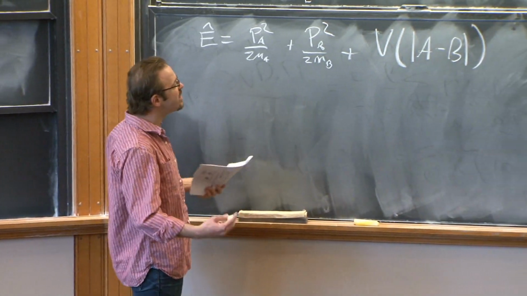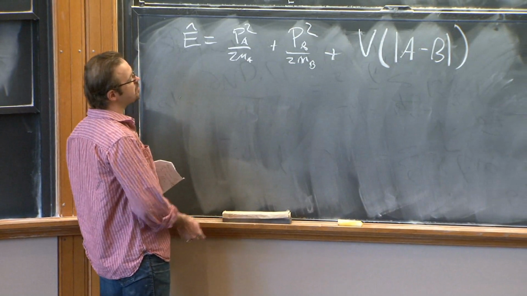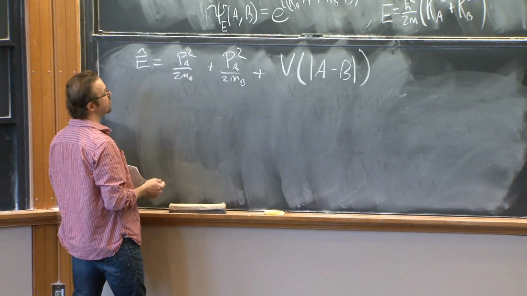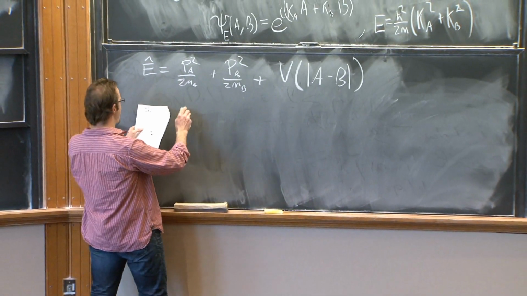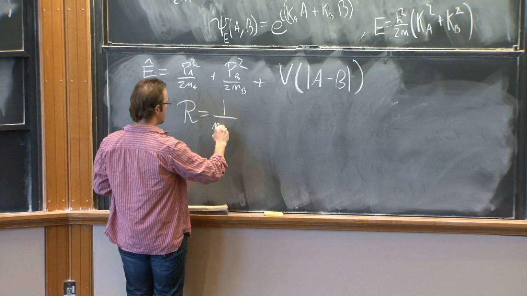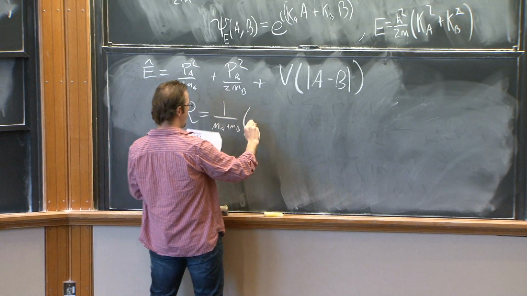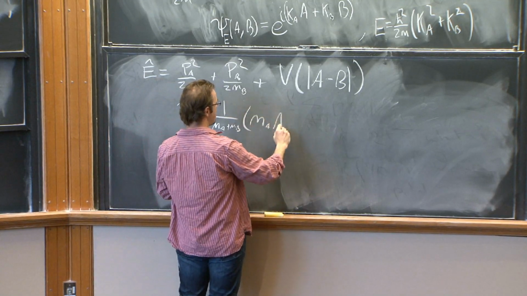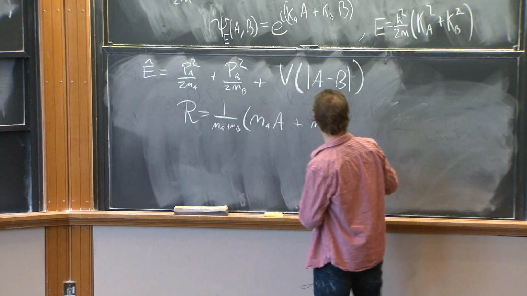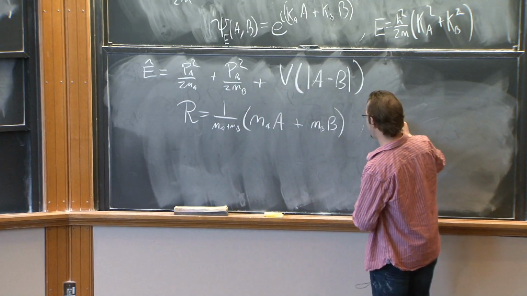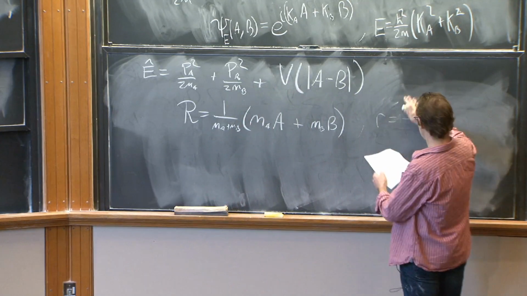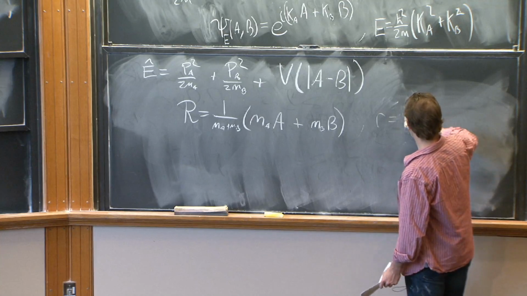So now we can do exactly the same thing we did in classical mechanics when you have a potential that only depends on the distance between two things. I can reorganize degrees of freedom into the center of mass position. R is equal to 1 over ma plus mb of ma A plus mb B. So that's the center of mass motion. And the relative distance is r equal to A minus B.